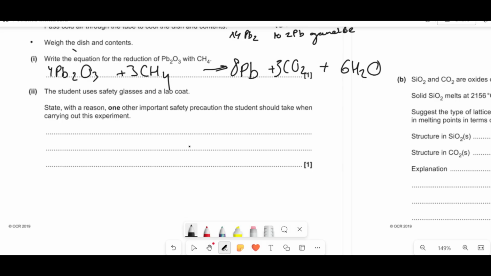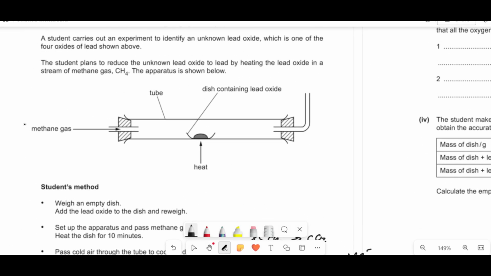So this student uses safety glasses and a lab coat. State one other important safety precaution they should take when doing this experiment. So there's multiple things here. Look at what they're using. They're using methane gas. That's flammable immediately. That's very dangerous. As well as that, they're handling lead, which is toxic.